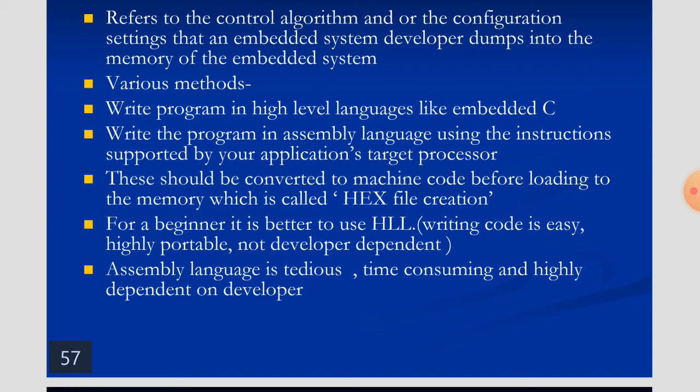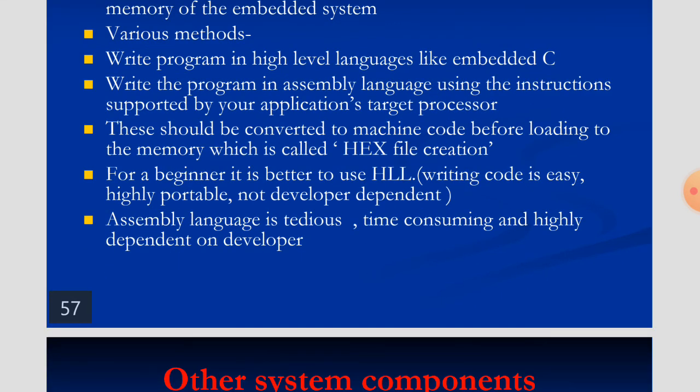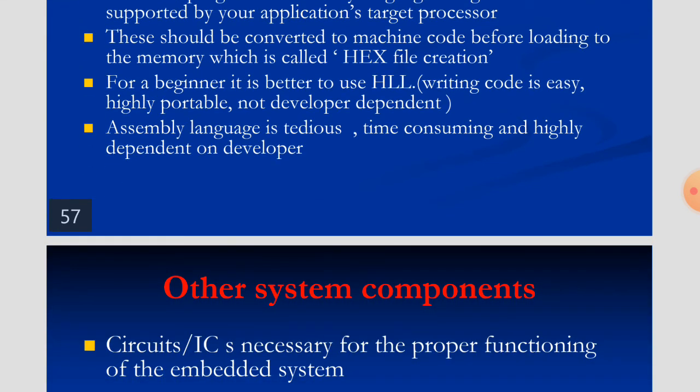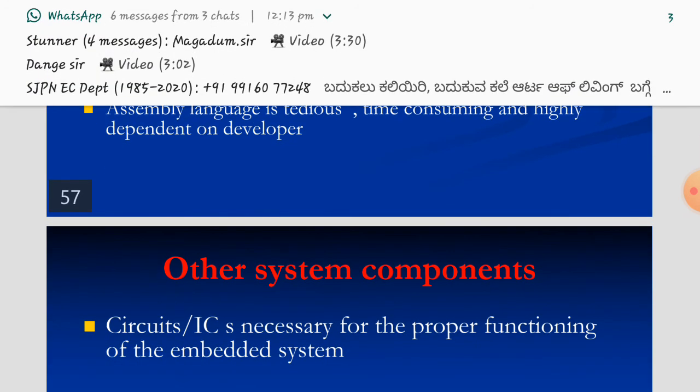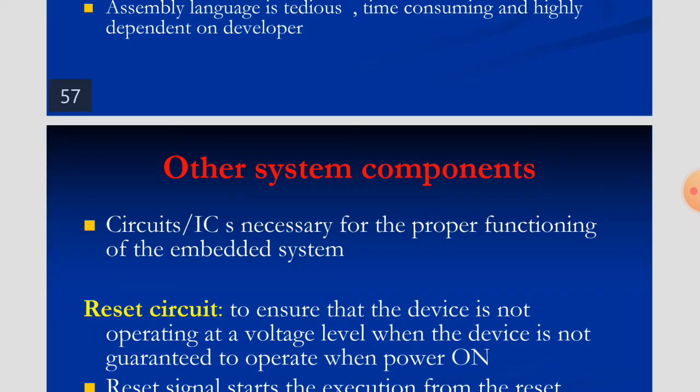You should have a good target processor, and you have to store the code in terms of hex file creation. For a beginner it is better to use HLL, a high level language. Code is easier to write, highly portable, and not developer dependent. But assembly language is a little bit tedious and time consuming, and highly dependent on the developers. If you are writing a program for embedded applications in assembly language, you should know the assembly language you are using, it takes some time to process, and it highly depends on the developers.